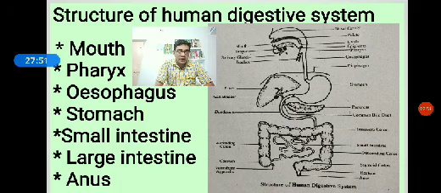Then we come to the large intestine. The large intestine is also called the colon. It is an inverted U-shaped structure, about 1.5 meters long and 2 inches in diameter. It is divided into the ascending colon, transverse colon and descending colon. Finally, the rectum is where the undigested food is stored, and there is an opening called the anus, through which the undigested food goes outside.